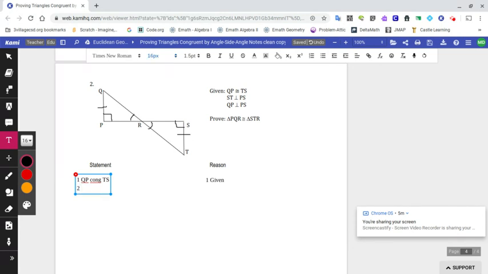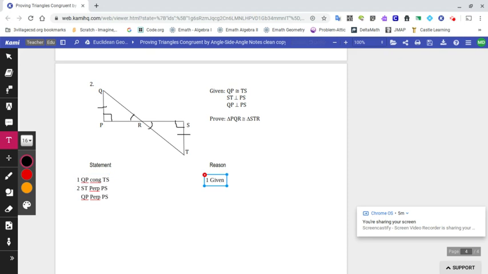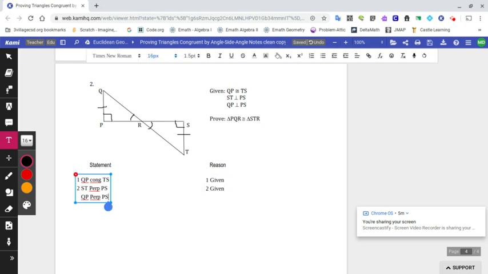We're going to say ST perpendicular to PS, and I'm also going to say QP perpendicular to PS. Given. Now here's where some of the wording is going to have to be proper in the reason. So I'm going to say angle P. There's only one angle there, right? So I can use a single letter. It's going to be angle S.